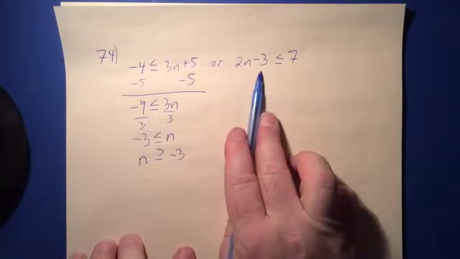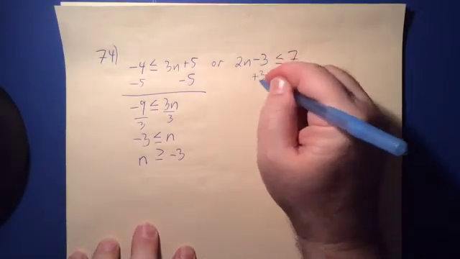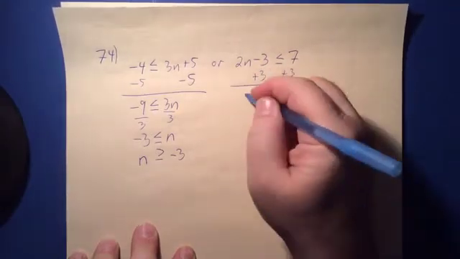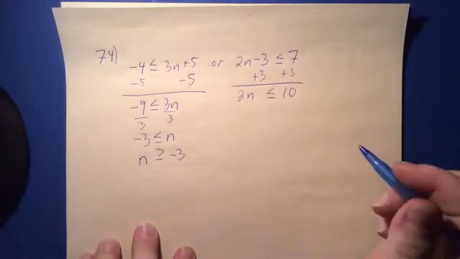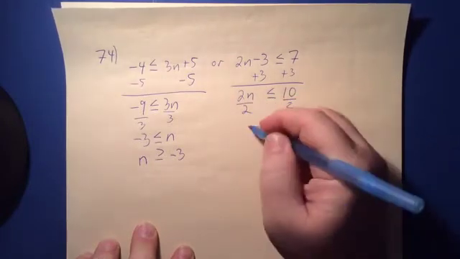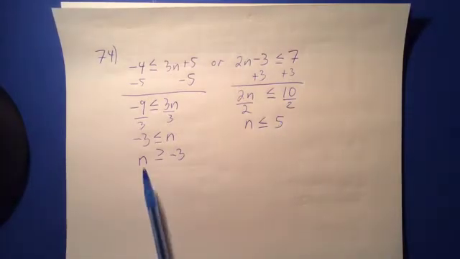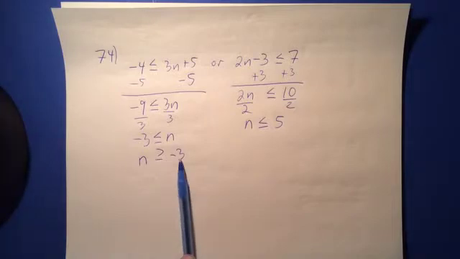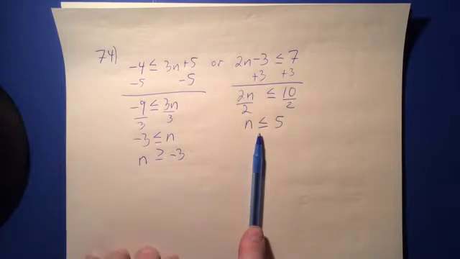Let's see what we obtain on this side. So we have on this one, I'm going to add 3. I'm going to add 3. So I'm going to have 2n is going to be less than or equal to 10. And if I divide by 2, I'm going to have n is less than or equal to 5. So right now, I have n is greater than or equal to negative 3, or I have n is less than or equal to 5. So let's see what result we get for this, and let's go forward.